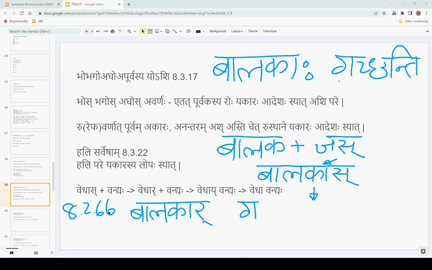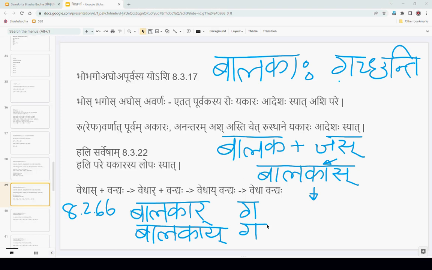Anantaram. Which sutra next? Balakar. Yeah, balakar abhavat. Anantaram kim? Balakai. Yeah, balakai. 8370 it says. Balakai gachanti. Idanim kim? Yeah. Balaka gachanti.